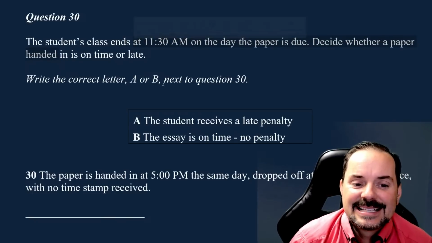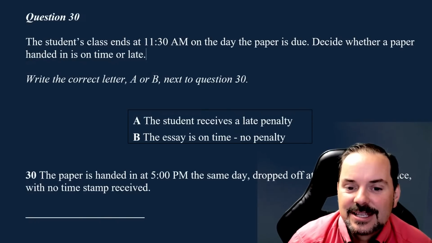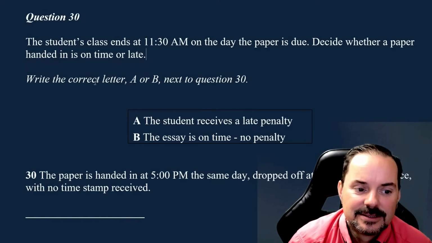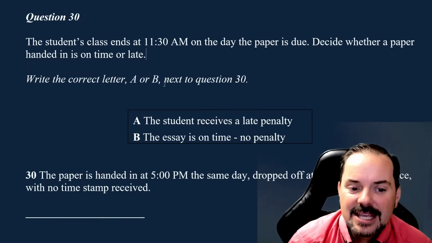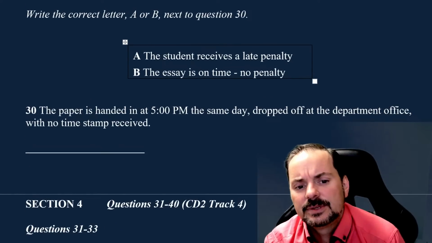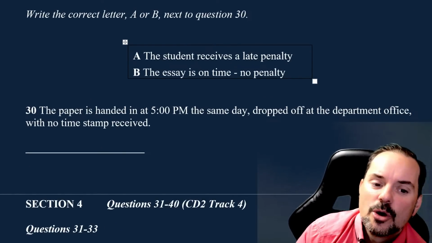The student's class ends at 11:30 a.m. on the day the paper is due. Decide whether a paper handed in is on time or late. Write the correct letter A to B next to question 30. A, the student receives a late penalty. B, the essay is on time, no penalty.